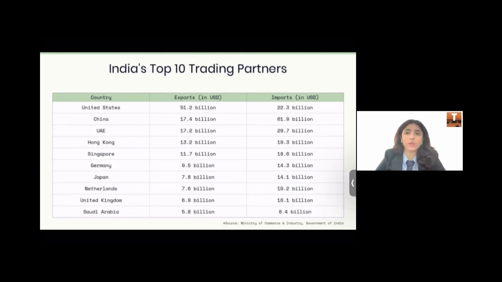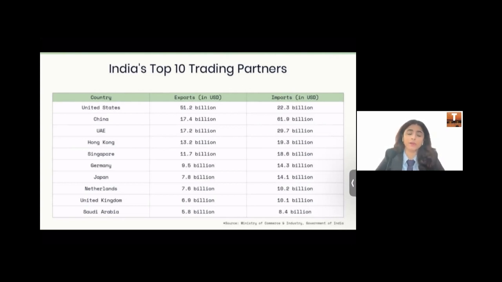When I talk about the US, it is one of India's most significant trading partners, and bilateral trade between the two countries has been steadily growing, with a focus on sectors like IT, information technology, pharmaceuticals, and services. Now, talking about China, China is another major trading partner for India, despite occasional trade frictions. But the bilateral trade volume between the two countries remains substantial, encompassing a wide range of goods and services.